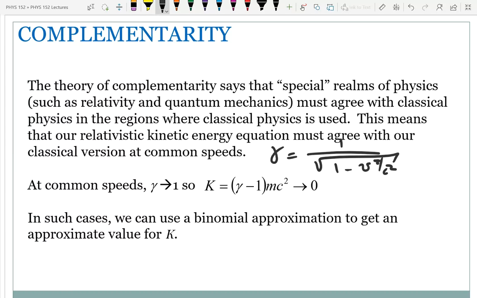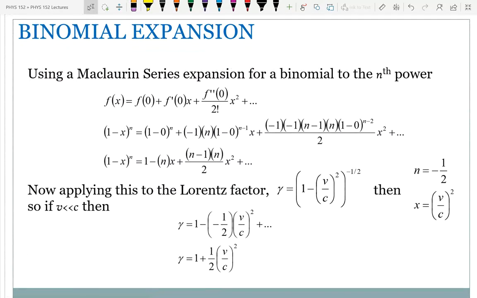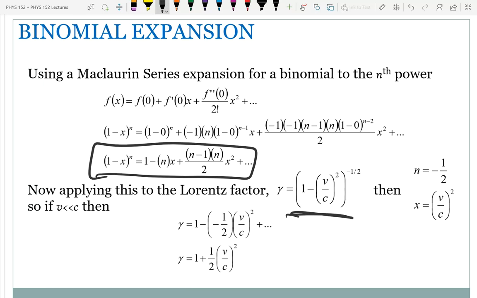Well, 0 is not the same as 1/2 mv squared. But we said approach, so we need to look at it more carefully. So we're going to use the binomial expansion. Binomial expansion is a Maclaurin series centered around 0. Most of us aren't going to care where the binomial expansion theorem comes from. What we care about is that we can take this relationship and apply it to something like this.